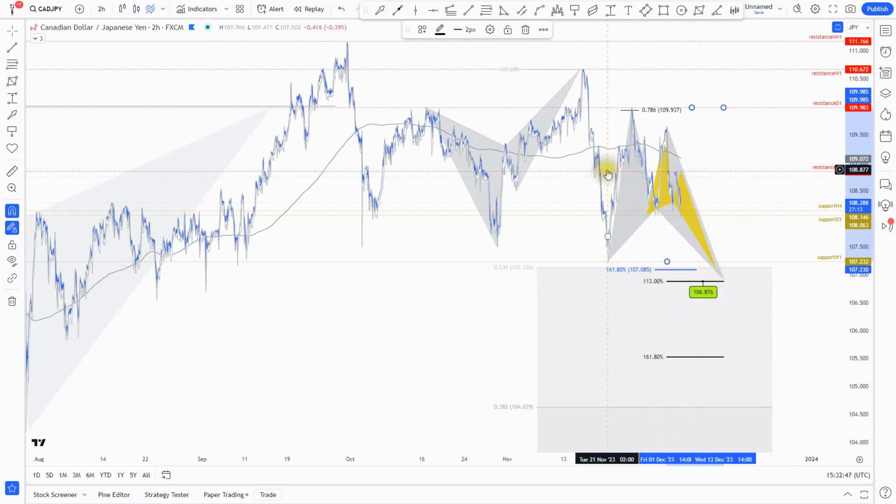Actually, we have convergence of multiple patterns that may start to emerge if the price breaks below the weekly fractal support. And that's all for today.